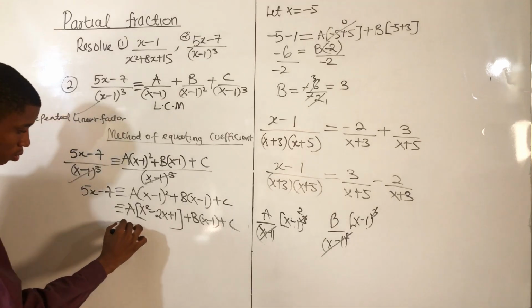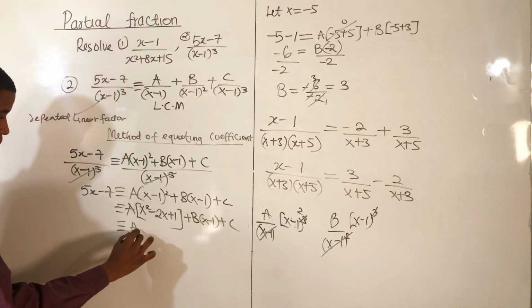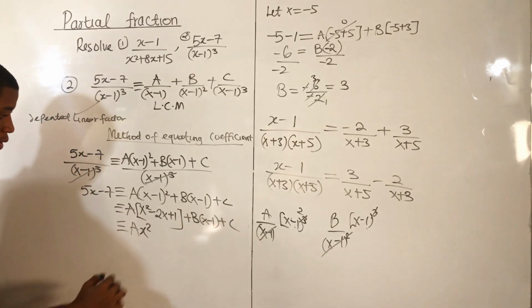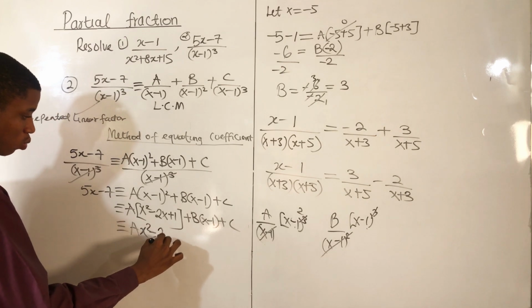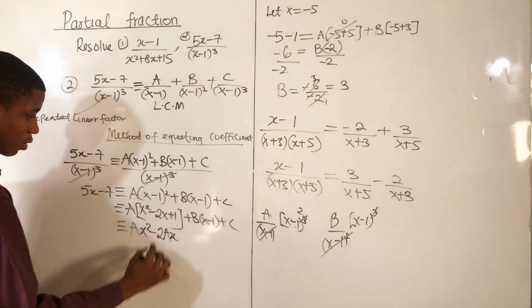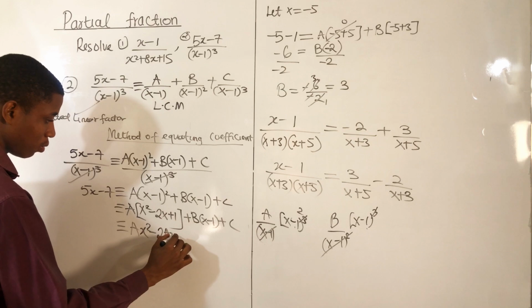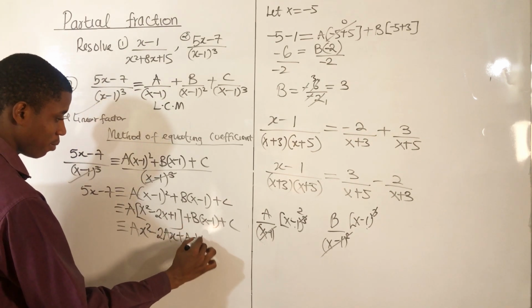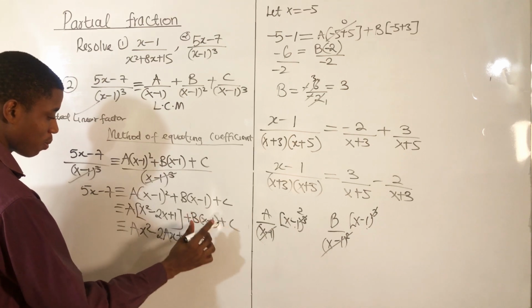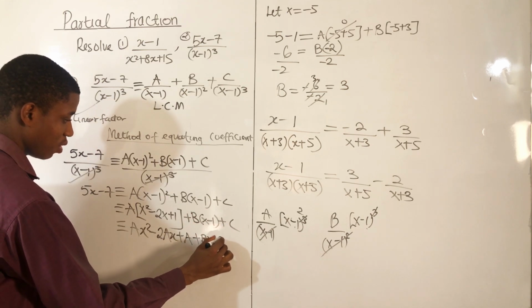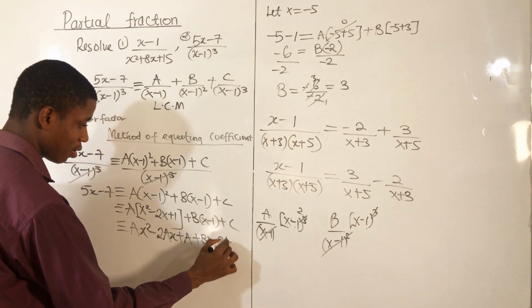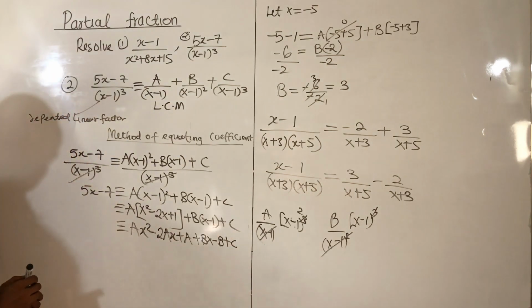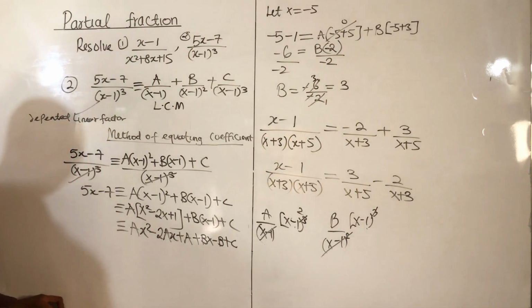Of course, also I'm going to open the bracket, so we have ax squared minus 2ax, a multiplied by 1, we have plus a, plus b multiplied by x, we have bx, plus b multiplied by negative 1, you have negative b, then plus c. Then what do you do next here?